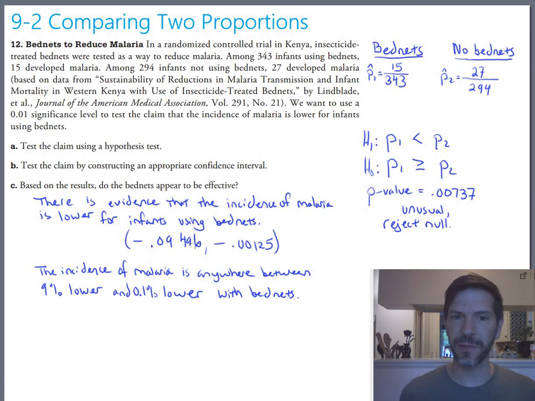This is a little bit more work to interpret than the hypothesis test, but it also gives us a little more information. The hypothesis test just said, yes, bed nets work. The confidence interval is saying, and here's how much they work. Here's how much they help. They reduce that rate of malaria by maybe 9%, maybe only by 0.1%. Even 0.1% would be worth it with the number of kids that are getting malaria worldwide. But hopefully it's more than 0.1%. It'd be great if it was more toward the 9% side of things.